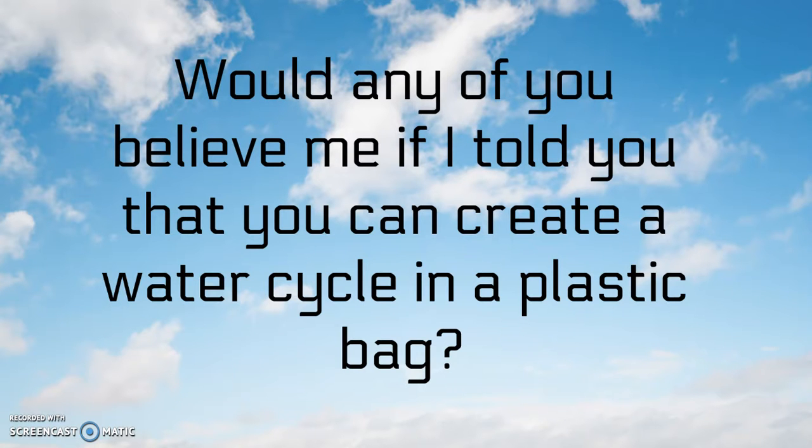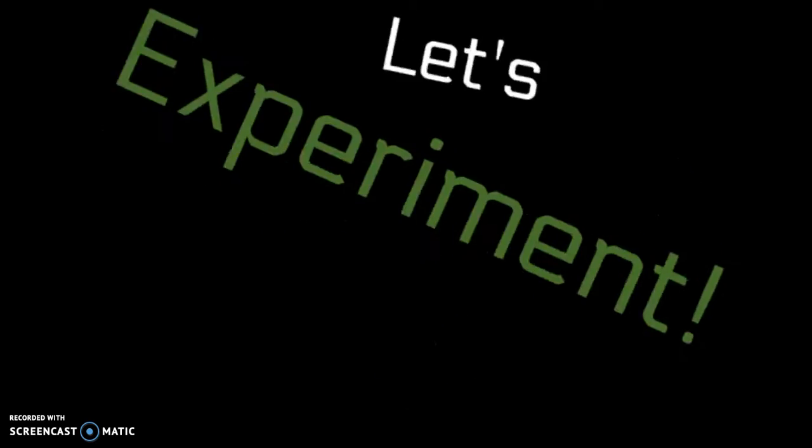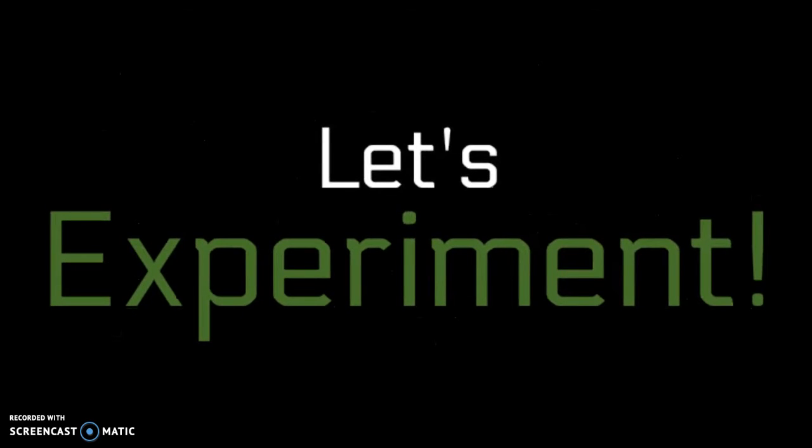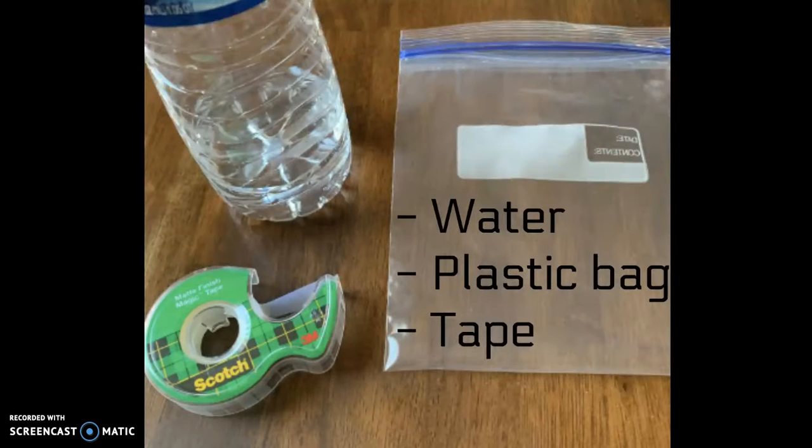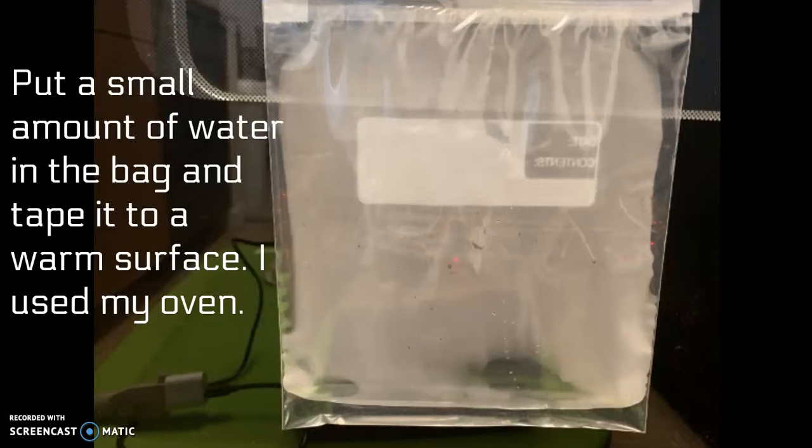Would any of you believe me if I told you that you can create a water cycle in a plastic bag? The materials we need for this experiment are a little bit of water, a plastic bag, and tape. First, put a small amount of water into the bag and tape it to a warm surface. I used my oven, but you can also use a window that gets sunlight. Let's take a quick look at what happens to the water as it slowly starts to heat up.